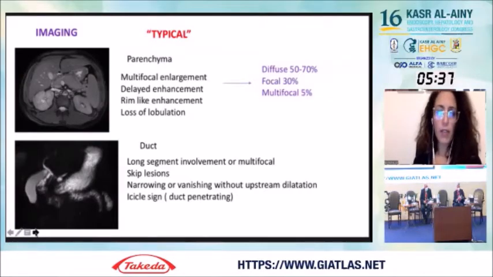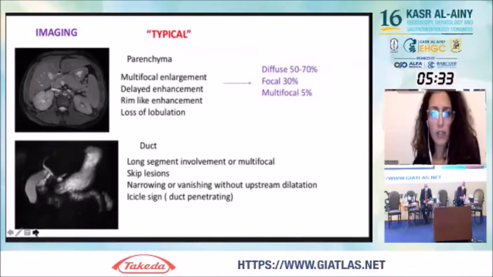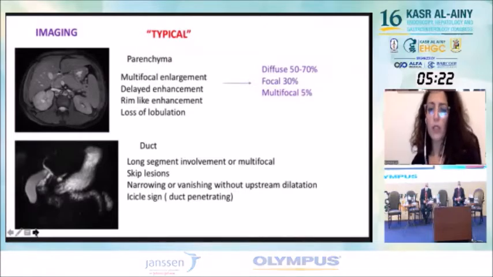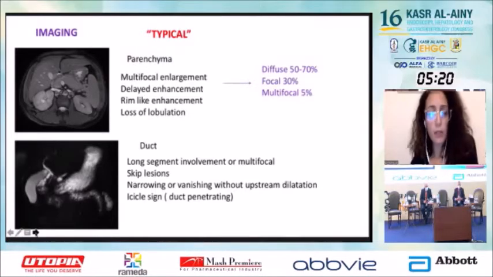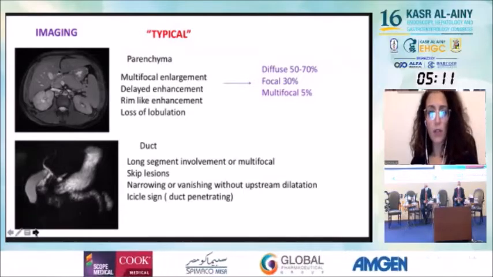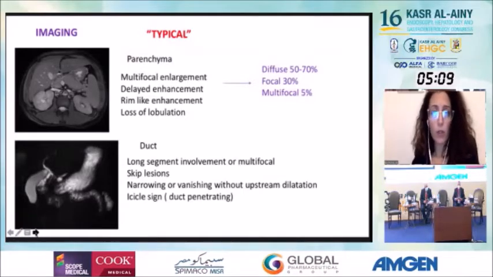The first type of typical imaging findings is parenchymal modification, which is enlargement of the gland. This enlargement can rarely be multifocal, but usually it's a diffuse enlargement, in up to 50 to 70%, with the sausage-shaped pancreas. It can sometimes be focal, in 30% of patients. In our case, it was multifocal. It was body, tail, and head.